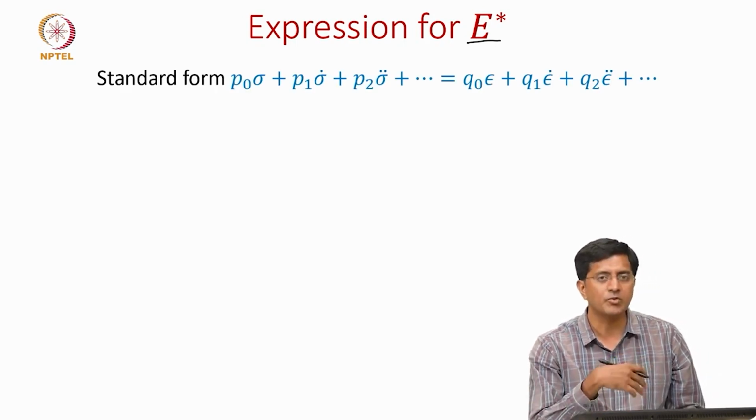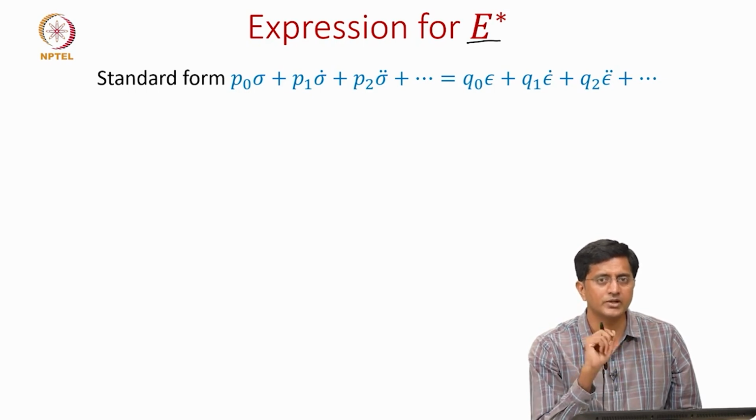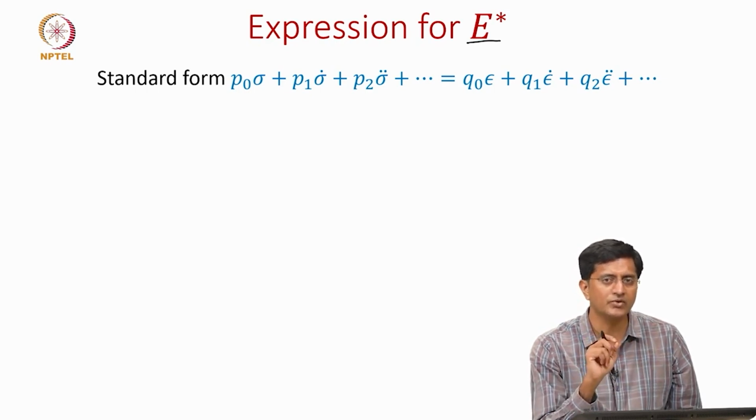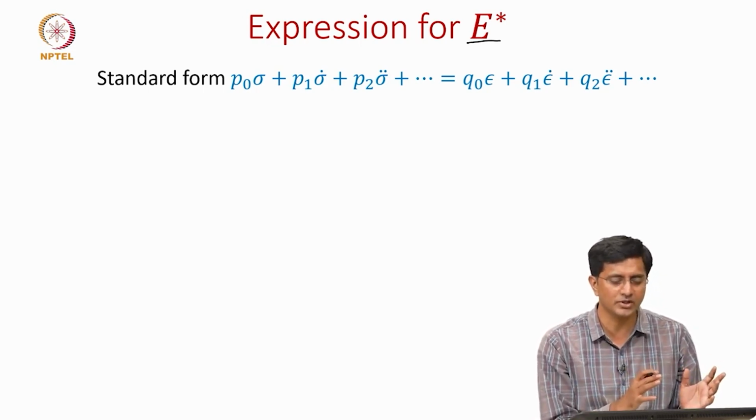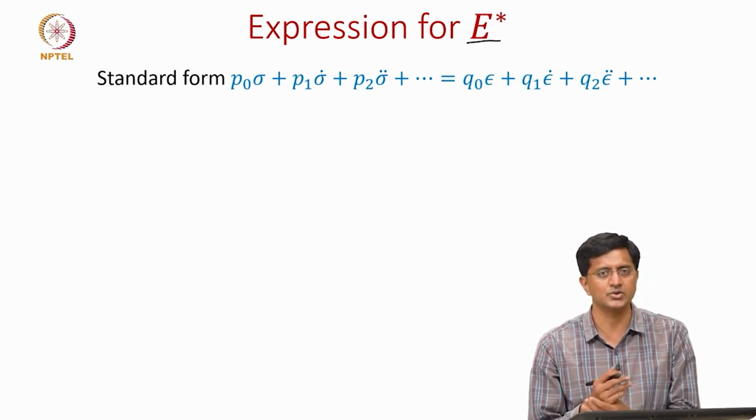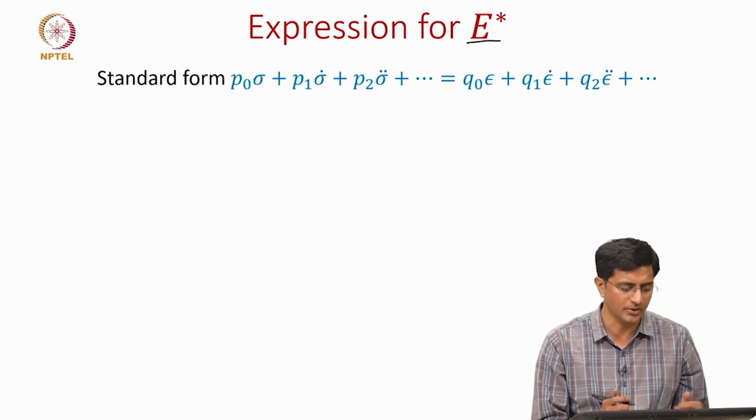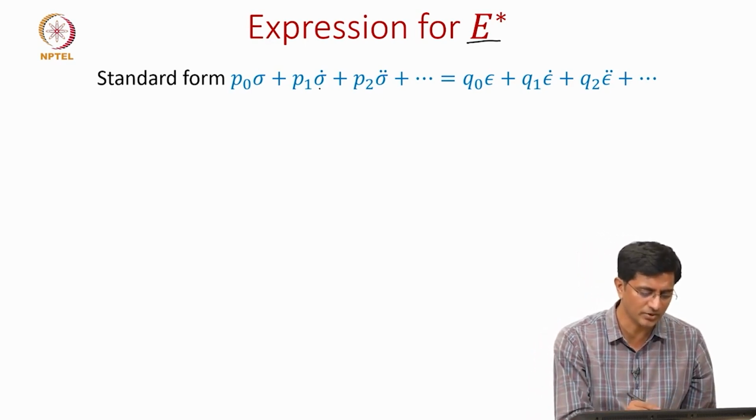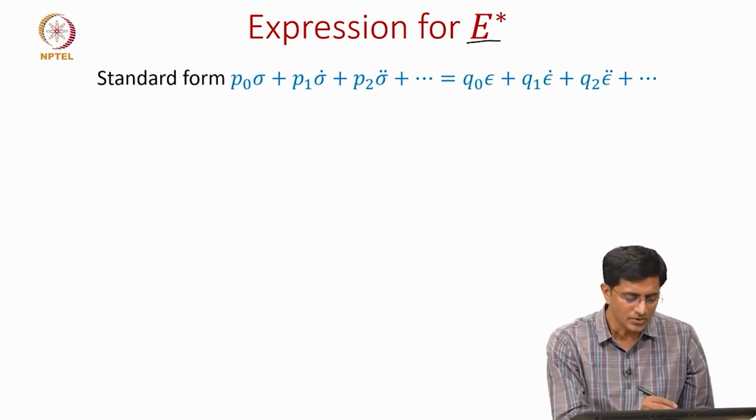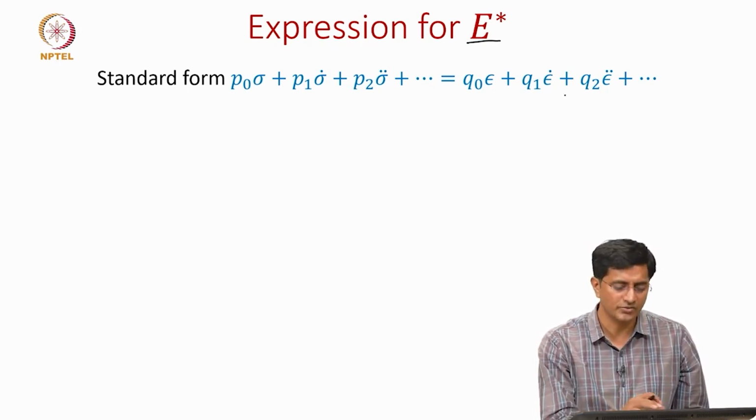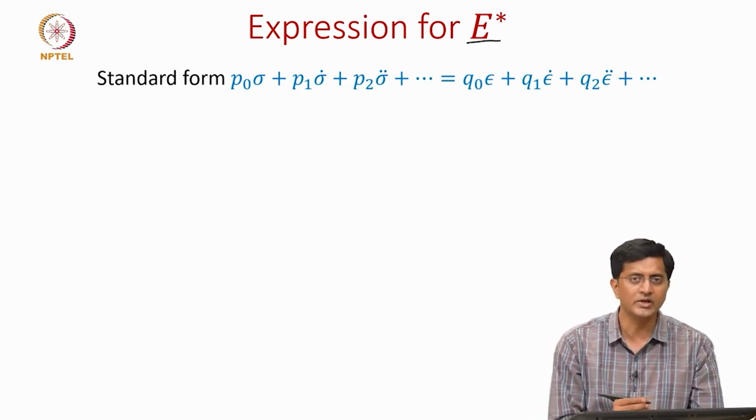Previously, when we were discussing the mechanical models for Kelvin and Maxwell, we were able to write the differential equations, and we said there is a standard form, meaning we have all the stress terms on one side of the equation and the strain terms on the other side, written in increasing order of the derivative, starting with sigma, first derivative of stress, second derivative, and so on. So, this is the generalized differential equation for a viscoelastic problem.